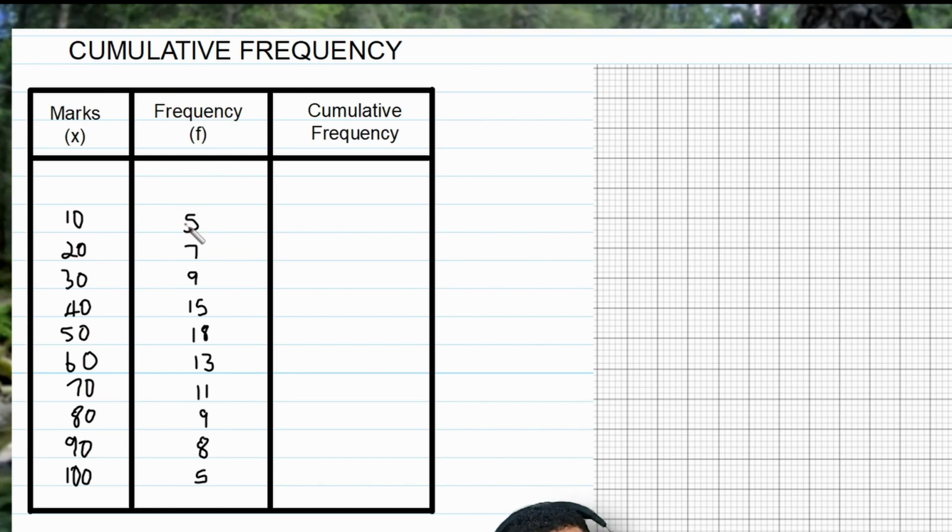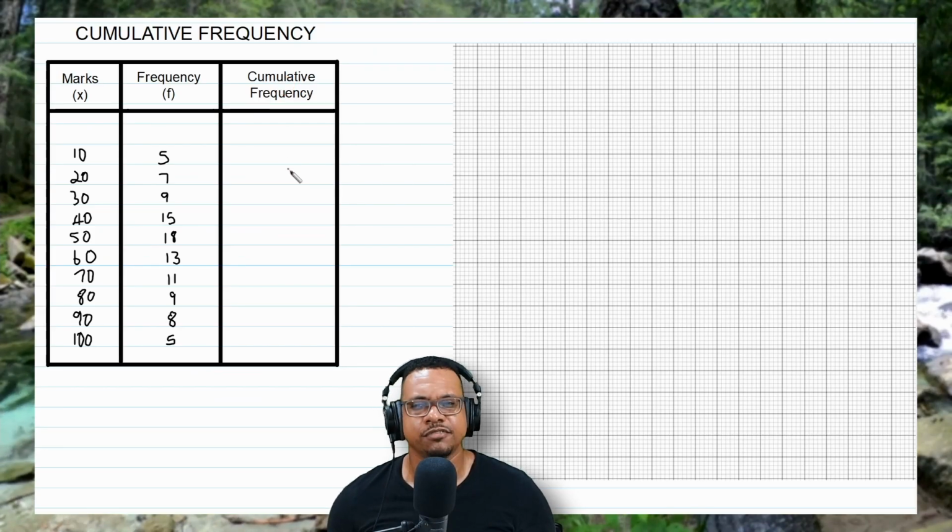So we have 5 students getting 10 marks, 7 students getting 20 marks, 9 students getting 30 marks, and so on. Now for cumulative frequency. Our first cumulative frequency would be our first frequency that we have. So the first frequency that we have here is 5. So our first cumulative frequency is going to be 5. So here I'm going to have 5.